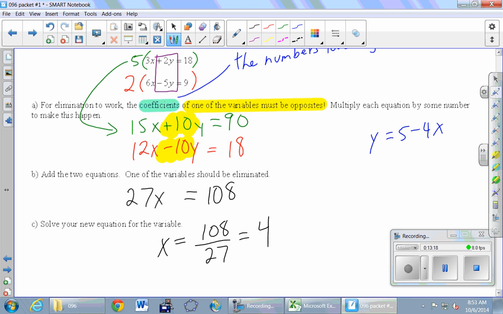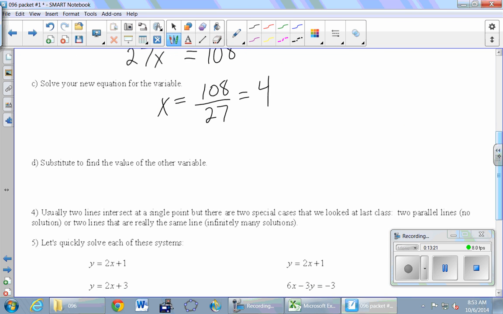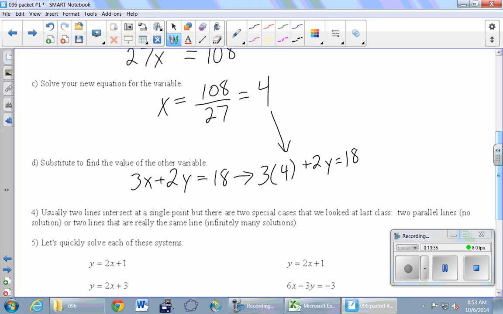3x plus 2y is 18. That's something we know. So we're going to change that x into what? Into a 4. Plus the 2y equals 18. It's not hard algebra. I'm just pointing out it's not as easy as the arithmetic on the previous page. 12 plus 2y is 18. 2y is 6, so y is 3.